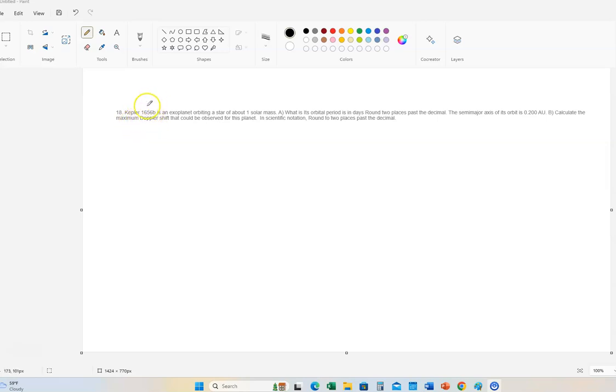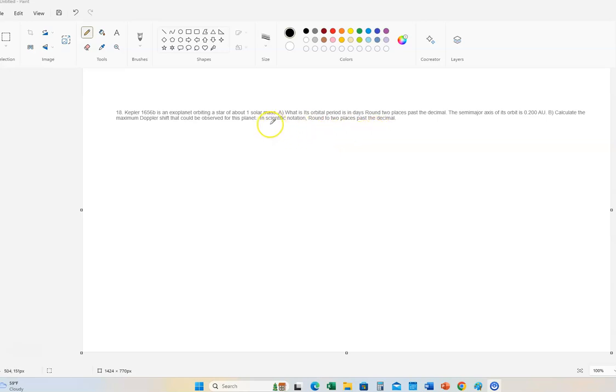It says Kepler 1656b is an exoplanet orbiting a star about one solar mass. A. What is the orbital period in days, round to two places past the decimal? The semi-major axis of its orbit is 0.2 astronomical units. Part B, calculate the maximum Doppler shift that could be observed with this planet. All right, and we're going to round to two places.